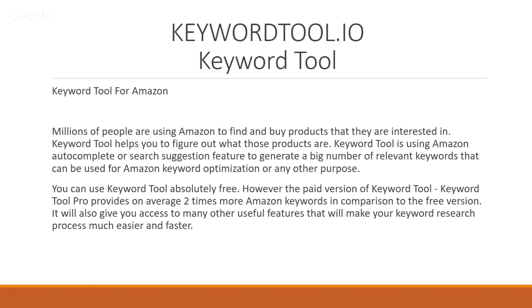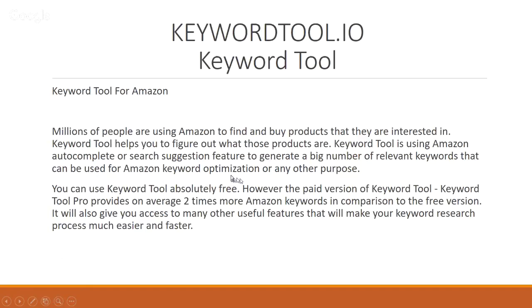It's no good searching for a copper bracelet if you put in string bracelet. You're never going to win the race if you've got string bracelet as one of your keywords if you're selling copper bracelets. All right, so it's the relevancy. So we're looking here at the relevant keywords that can be used for Amazon keyword optimization or other purposes.